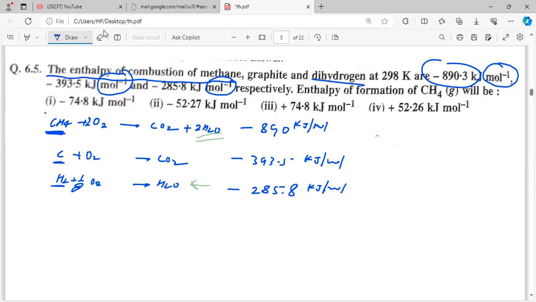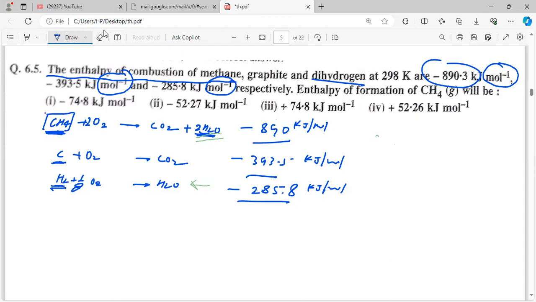When you burn CH4, this energy is released. This is not for the formation enthalpy. This is not about how many H2O molecules form or how many CO2 form. It is saying that when 1 mole of CH4 burns, this much heat is released. When 1 mole of carbon burns, this much heat is released. When 1 mole of hydrogen burns, this much heat is released.